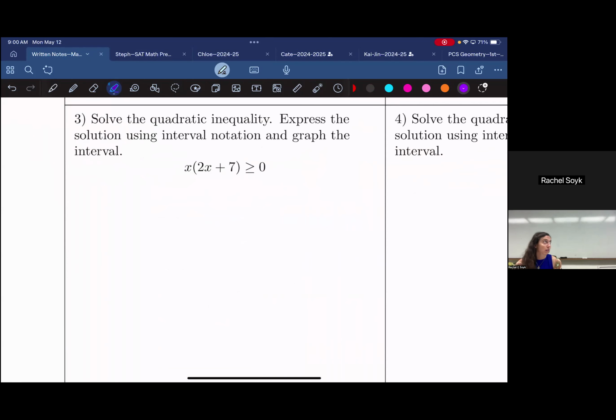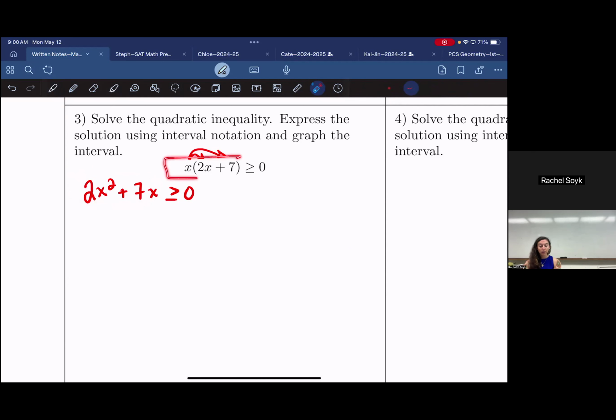So once again, solve the quadratic inequality, express the solution in interval notation, and graph on a number line. So in a case like this, what do we do? Let's utilize our distributive property to get rid of those parentheses on the left-hand side. So we have 2x squared plus 7x is greater than or equal to 0. Do you have to do that step? No, you don't. But I personally think it might come in handy when you're choosing your test values.